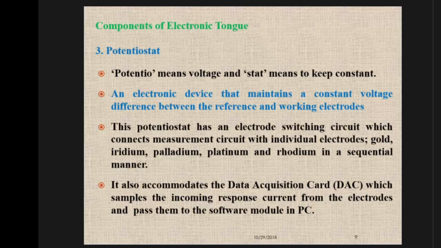Well, this part has already been discussed. Potentio means voltage and stat means to keep constant. This is an electronic device that maintains a constant voltage between reference and working electrode. Reference electrode is the reference of an electrochemical cell. The basic circuit of controlling the potential and collecting the response is the same, but along with that, what is being added is the electrode array switching circuit. That is applied because we basically have an array of working electrodes.